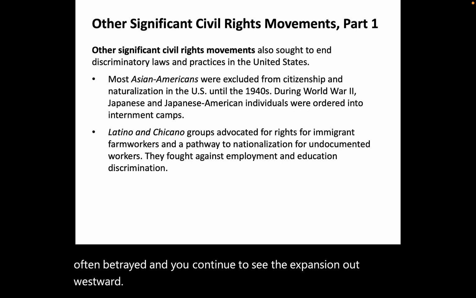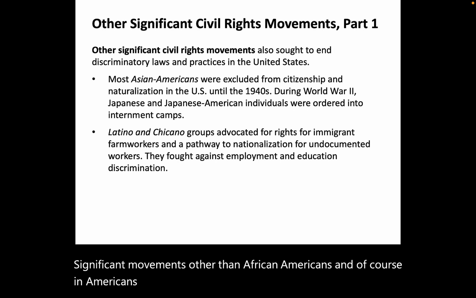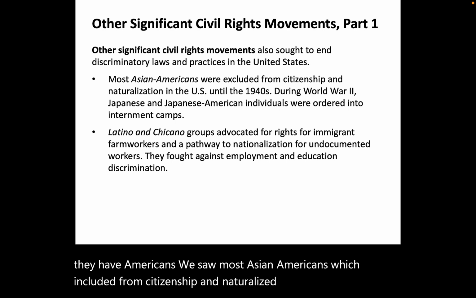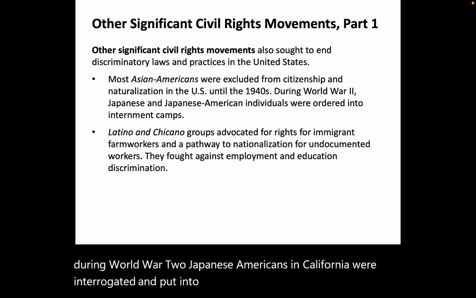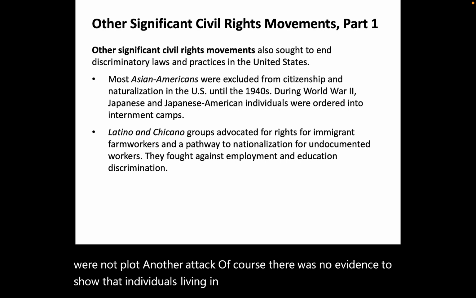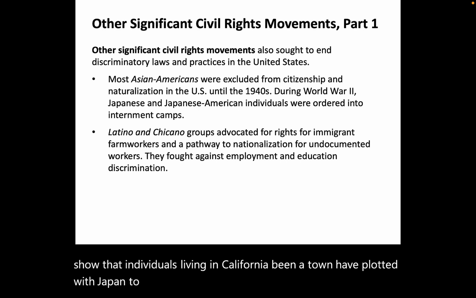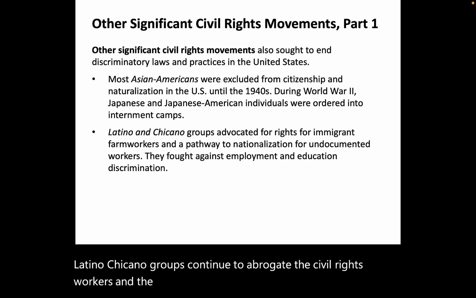Other significant movements, other than African Americans and Native Americans: we saw most Asian Americans were excluded from citizenship and naturalized citizenship until the 1940s. During World War II, Japanese Americans in California were interrogated and put into internment camps to assure that they would not plot another attack. Of course, there was no evidence to show that individuals living in California during that time had plotted with Japan to attack Pearl Harbor. Latino and Chicano groups continued to advocate for civil rights for workers and a pathway to naturalization for undocumented workers.